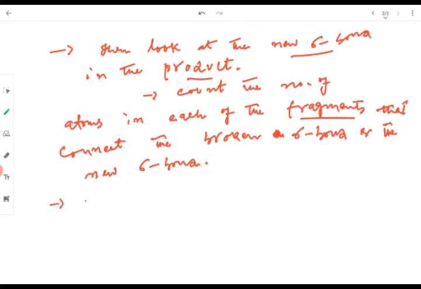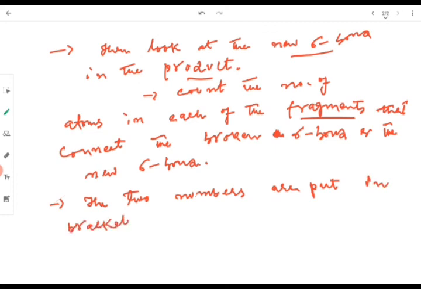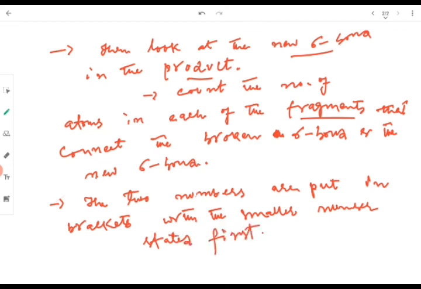उसके बाद ये जो दो नंबर्स आएंगे आपको, the two numbers जो दो फ्रैगमेंट्स में होंगे, the two numbers are put in brackets, इन दो नंबर्स को ब्रैकेट में डाला जाता है with the smaller number stated first, जो उसमें स्मॉलर नंबर होगा वो पहले लिखा जाता है, stated first.